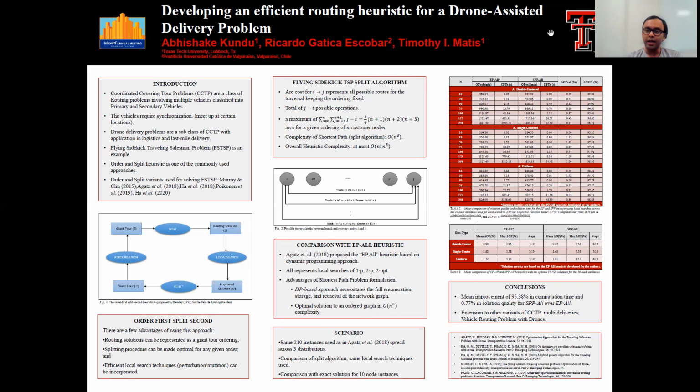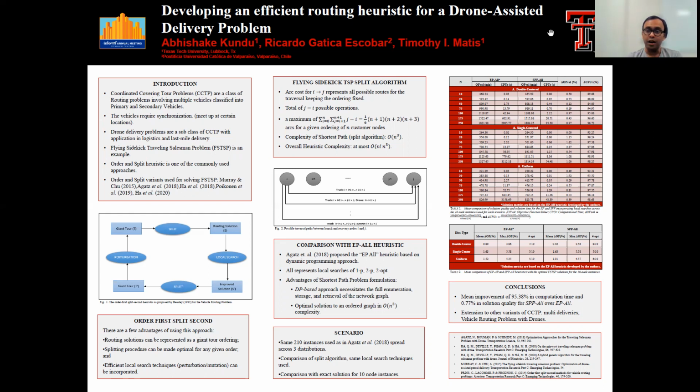In the context of last mile and logistics, drone assisted delivery problems or DDP is a subclass within the coordinated covering tour problems in which trucks are assumed to be the primary vehicle and drones are assumed to be the secondary vehicle. Interest in this class of problems by logistics companies has really boosted the research in this field in the last few years. There are several variants of the DDP that may consider multiple trucks and multiple drones. However, the fundamental case consists of only a single truck and a single drone that is capable of delivering up to one package per drone operation.